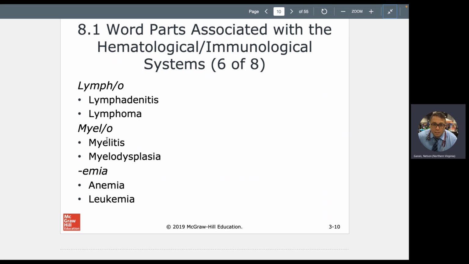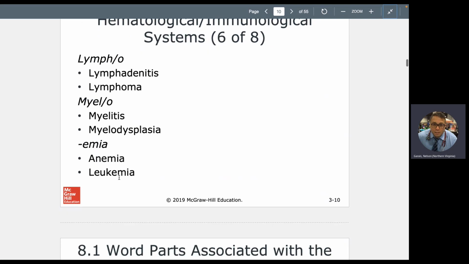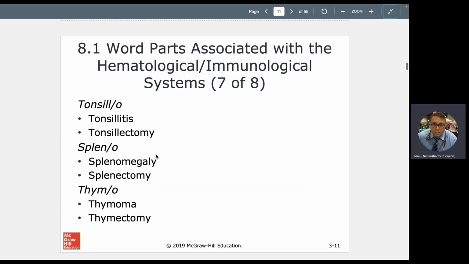Myelitis, inflammation or infection of your myelo or your bone marrow. Myelodysplasia, state or condition, ia, of myelo, your bone marrow is abnormally growing or has abnormal growth. Anemia, leukemia, we already went over leukemia, right? It is a blood cancer. Emia, blood condition of leuc. And anemia is a state or condition where it literally means no blood, but in real life it just means diminished blood, or penia, like leukopenia or erythrocytopenia.